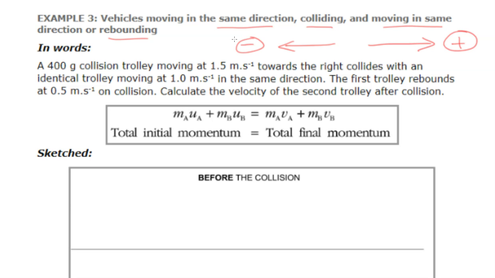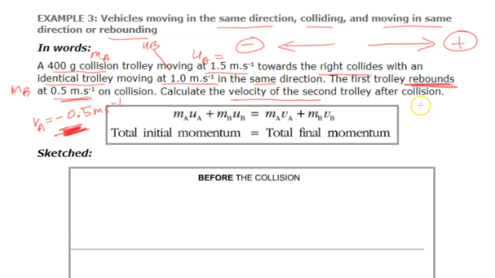Again, we'll go through and annotate our problem. The first trolley rebounds at 0.5 meters per second. So that means we've got the final velocity of A is negative 0.5 meters per second. That's important, to make sure you get those directions correct. We want to calculate the velocity of the second trolley.